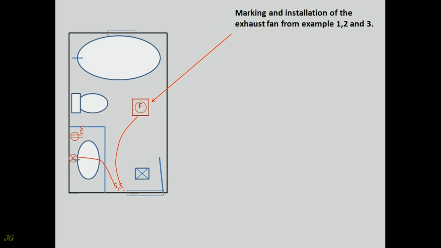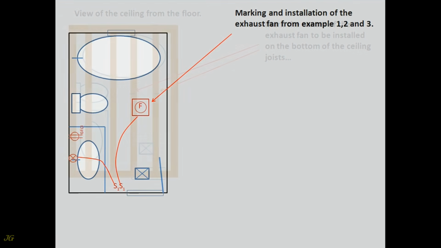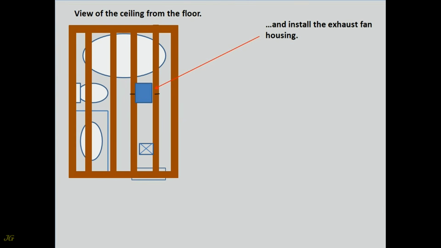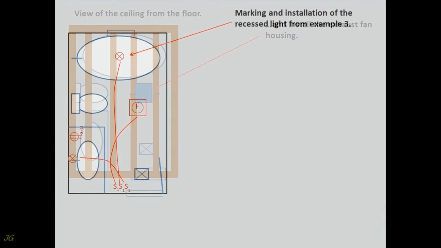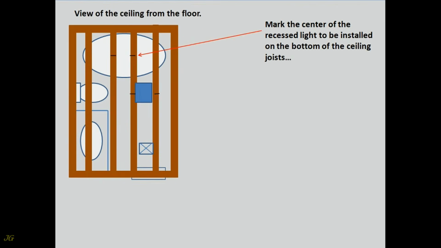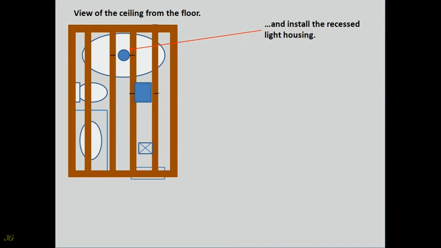Marking and installation of the exhaust fan from example 1, 2 and 3. Mark the center of the exhaust fan to be installed on the bottom of the ceiling joists, and install the exhaust fan housing. Marking and installation of the recessed light from example 3. Mark the center of the recessed light to be installed on the bottom of the ceiling joists, and install the recessed light housing.